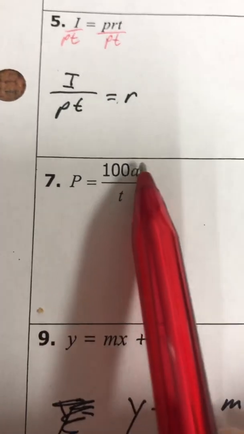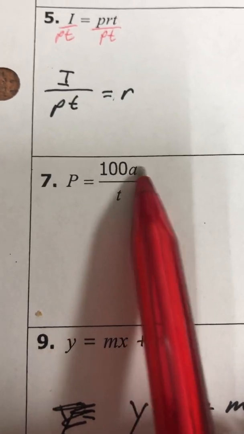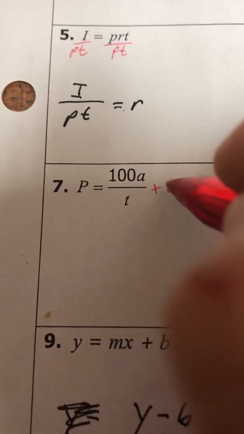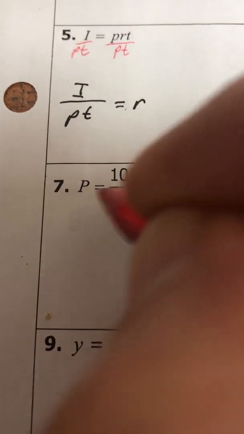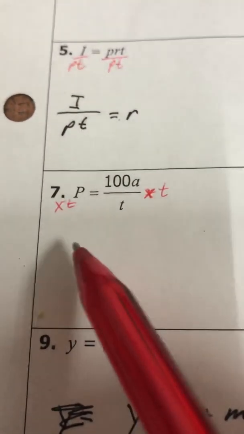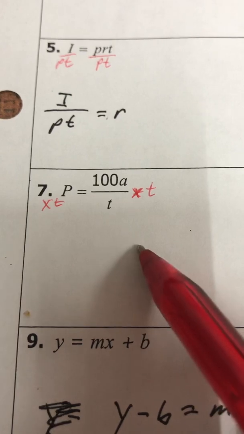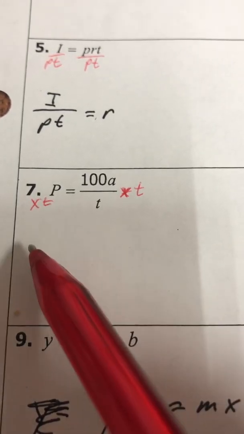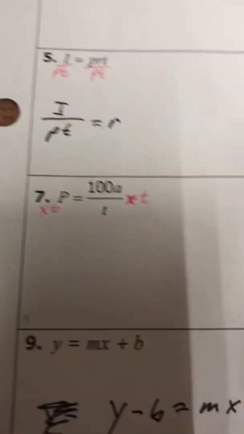Number 7, I can get you started on that one. Solve for a. If I'm solving for a, all of this is divided by t, so I have to multiply by t first. Let's multiply by t, multiply by t. So you should have pt equals 100a, and then just divide both sides by 100. So you should have pt divided by 100. That would equal a.